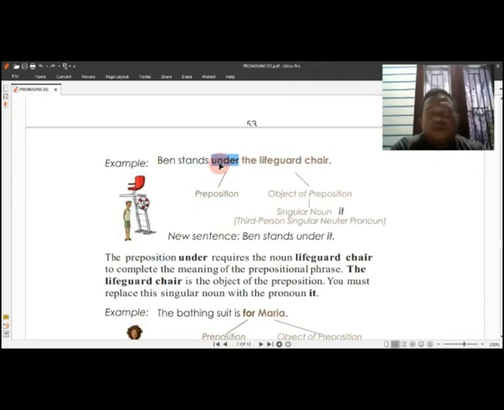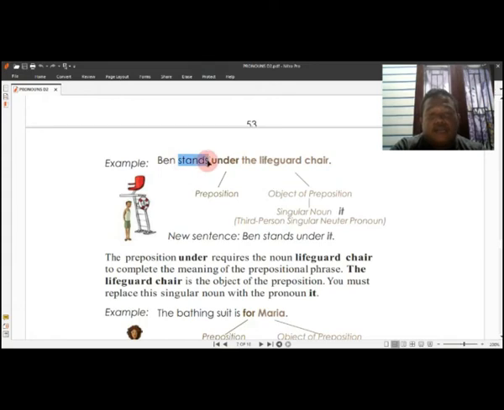Later when we talk about prepositions, you will learn more about that. This is only a simple explanation of what a preposition is. For example, Ben stands under the lifeguard chair. As we discussed before, we have Ben and the lifeguard chair as nouns, right? So Ben can be switched into the subject pronoun, because Ben comes before the verb stands.